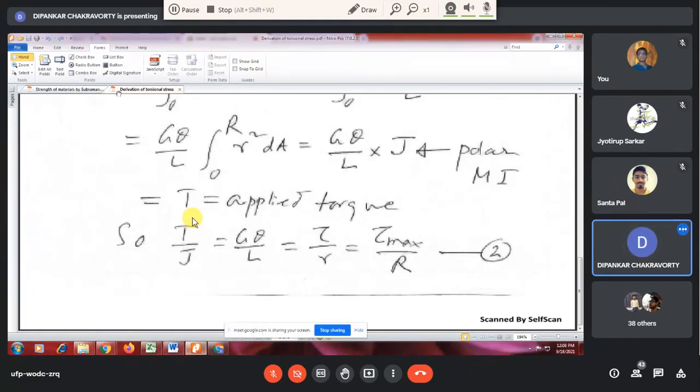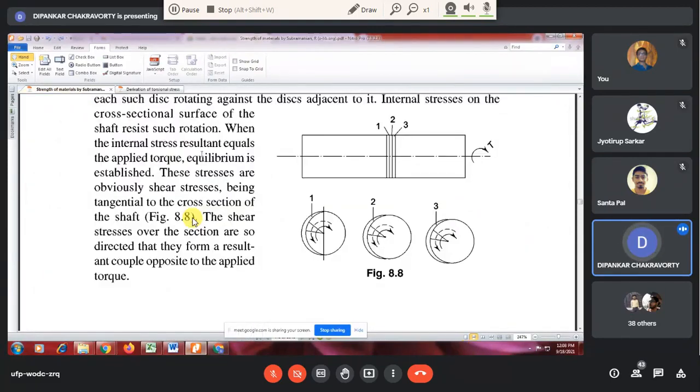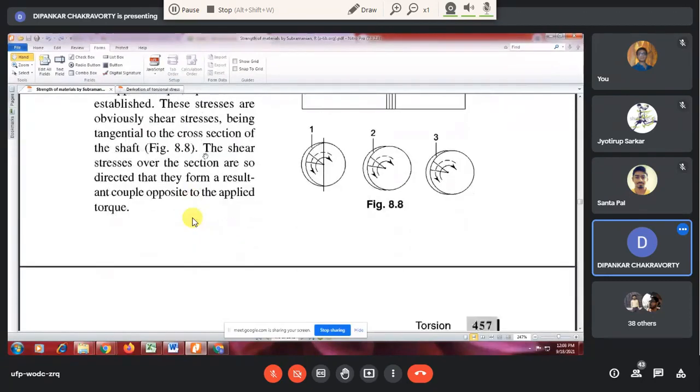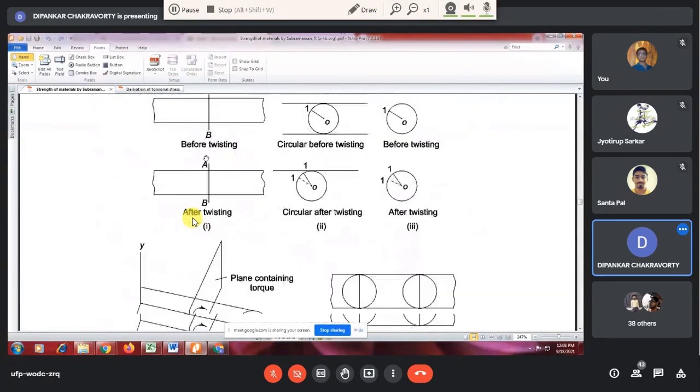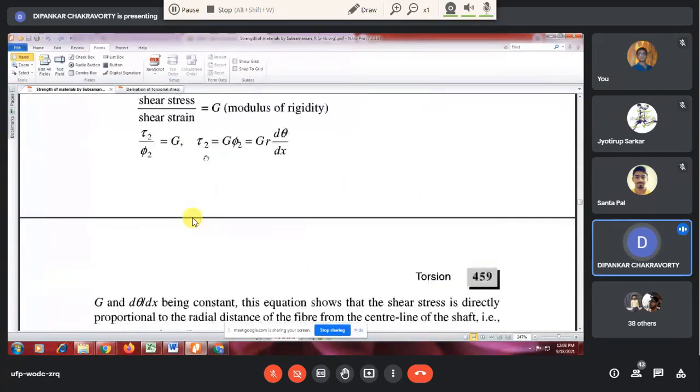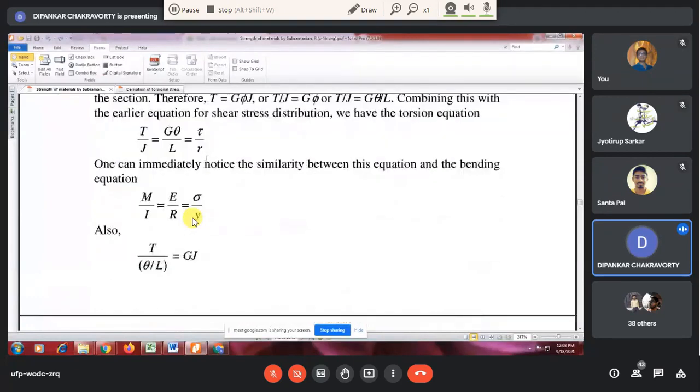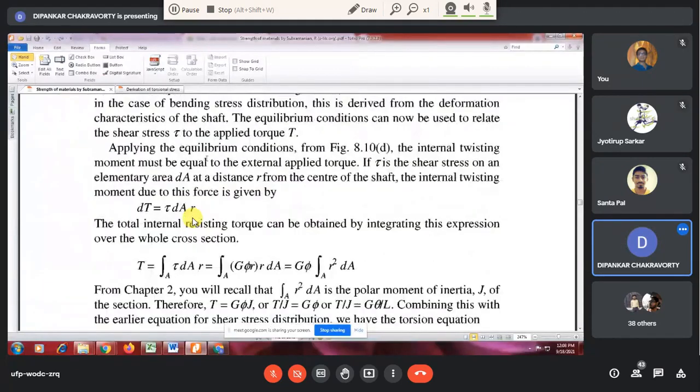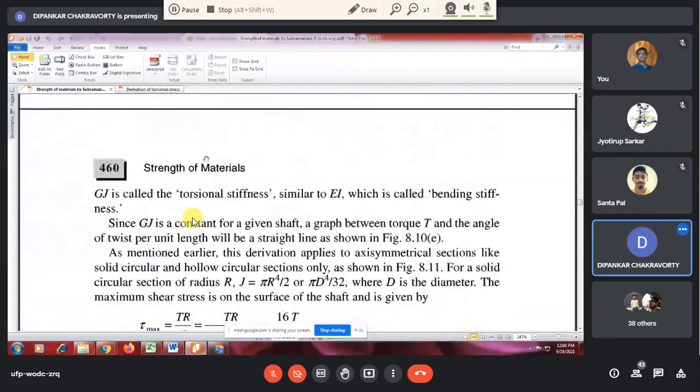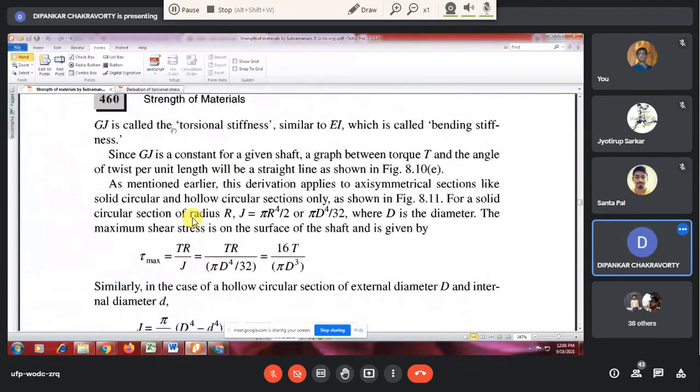Now, if you come here, this portion I've already told you, so it's better not to study from here. Now, please take your pen and paper.